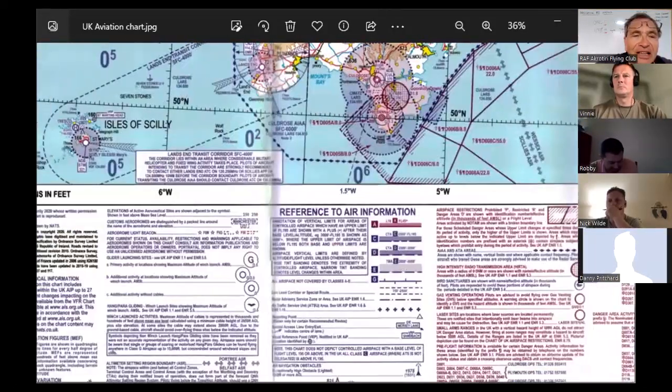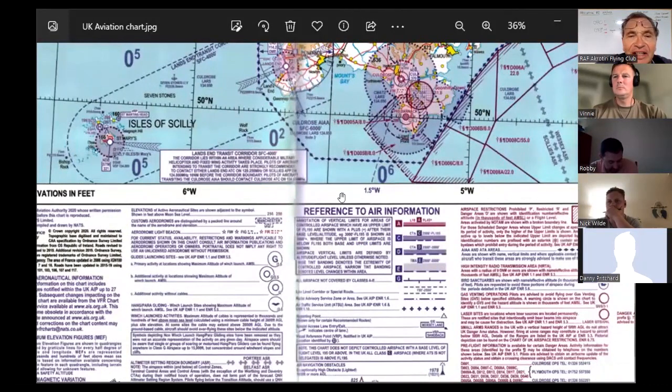Now, can you see there's a little dashed line here that's running up here, and it says 1.5 degrees west. Well, that's an isogonal, and that's showing you that everywhere along that line, the magnetic variation is 1.5 degrees west.